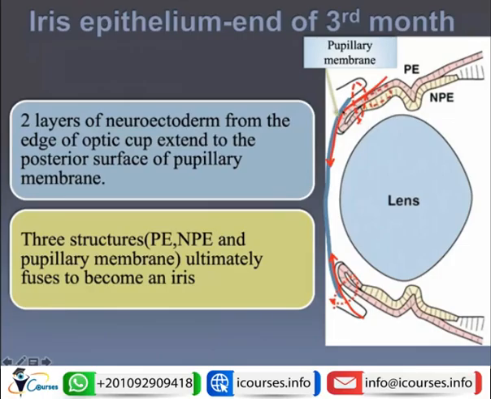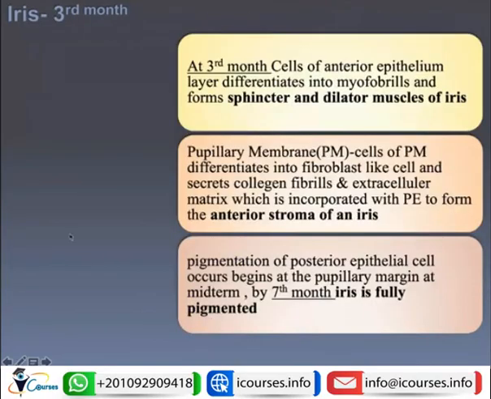So the iris will be formed of the pupillary membrane from anterior to posterior, then non-pigmented epithelium, then pigmented epithelium, then non-pigmented epithelium. So we have now a closed iris. So what will happen later?